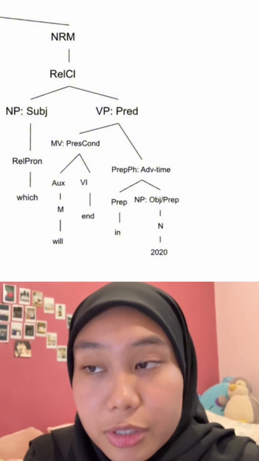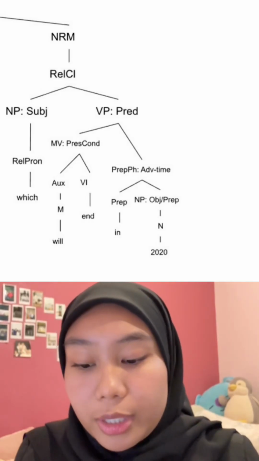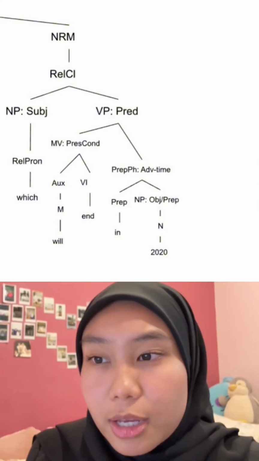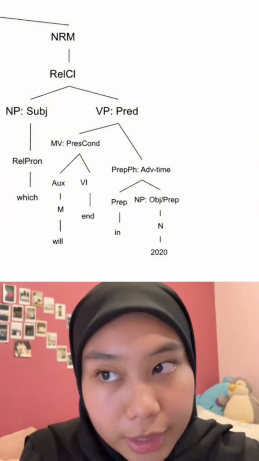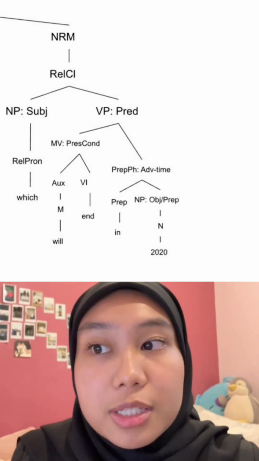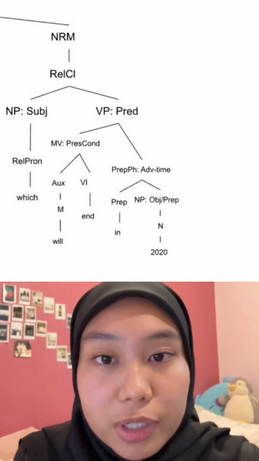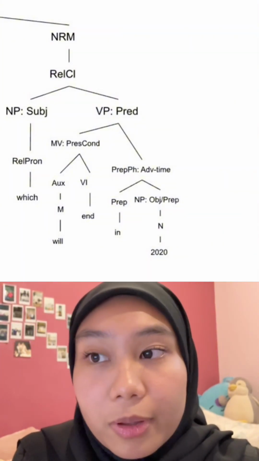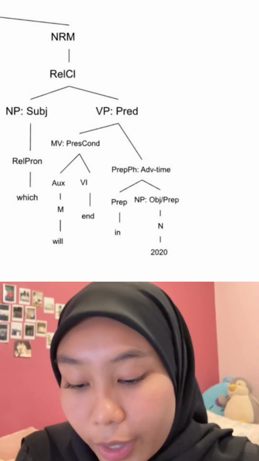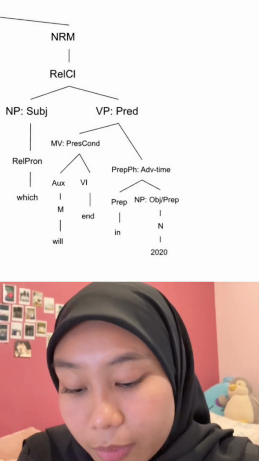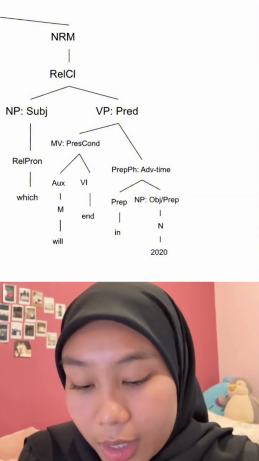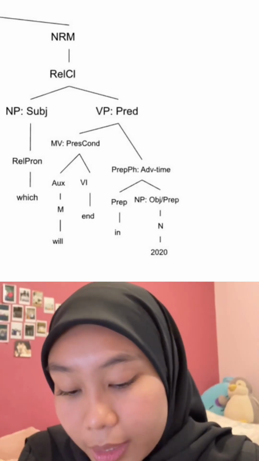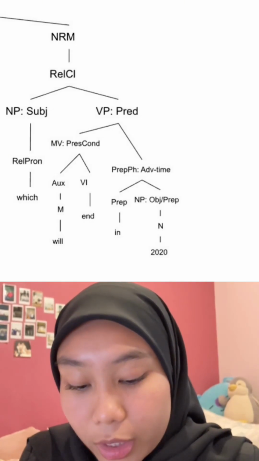That's it for the first branch under the verb phrase predicate. The next branch for the verb phrase predicate is prepositional phrase. Since the phrase is in 2020, the prepositional phrase is going to be adverb of time. Under the prepositional phrase adverb of time, make one branch for preposition, which is in, and then noun phrase object, with noun: 2020.